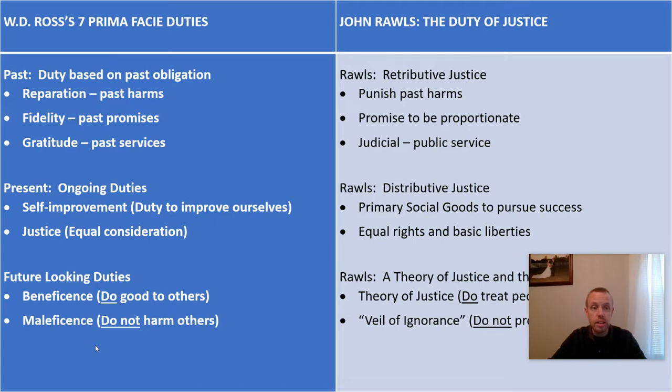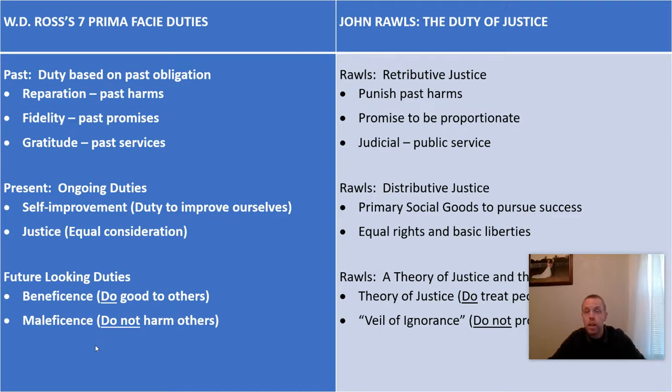The present looks at the duties that are going on and will be ongoing in the immediate future. So self-improvement and justice would be present ongoing duties, the duty to improve ourselves and the duty to give others equal consideration. And lastly, future-looking duties, beneficence and maleficence, to do good to others, to benefit them, or to do harm to others. What are you going to do?